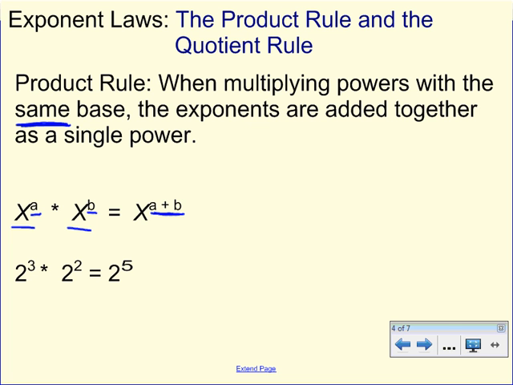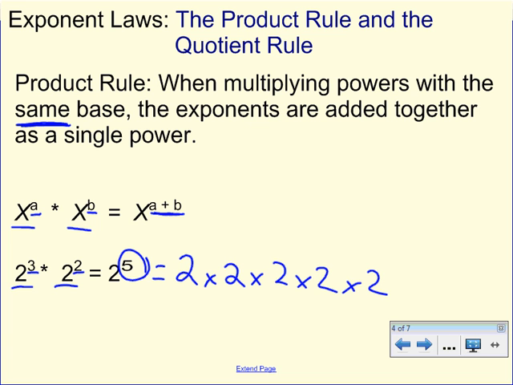So for example, I have here 2 as my base to the exponent 3, times 2 again to the exponent 2, which overall gives me 2 to the power 5. So I just add them together. In that case, it will expand out to be 2 times 2 times 2 times 2 times 2 again. And that will be, I believe, 32. So that's the product rule. I'm just going to add the exponents as long as they have the same base. And that can be a variable as well.